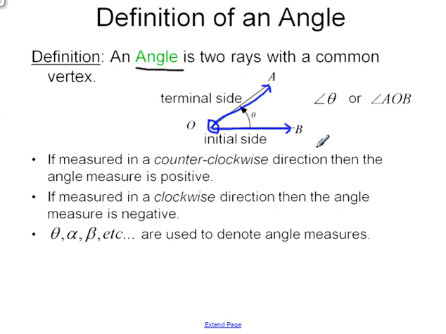Another really important topic here is the terminal versus initial sides. There's underlined there for you. That's basically allowing anyone who sees your work in mathematics to know which direction you're measuring this angle, so basically telling you what type of rotation it has. Here, if it's measured in a counterclockwise direction, then you would denote the angle measure as a positive value. If it's clockwise, then the angle measure would be considered negative.